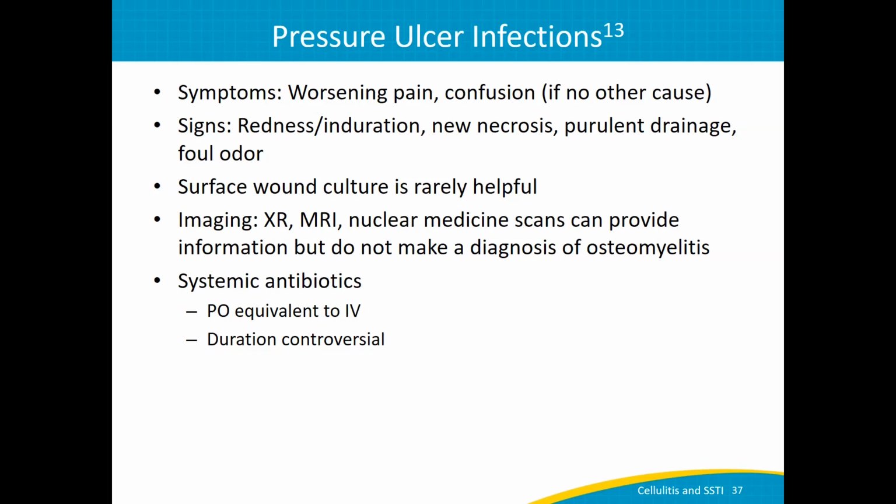Confusion or fever can be symptoms of a pressure ulcer infection if you don't have another cause, like an infection somewhere else, or in the case of confusion, other causes like a change in medication, dehydration, constipation, for example. Some of the signs that you might see on exam include redness or induration of the skin surrounding the ulcer, new areas of necrosis, or any purulent drainage or bad smell coming from the wound bed.